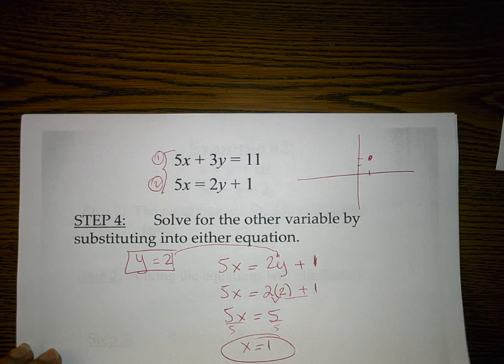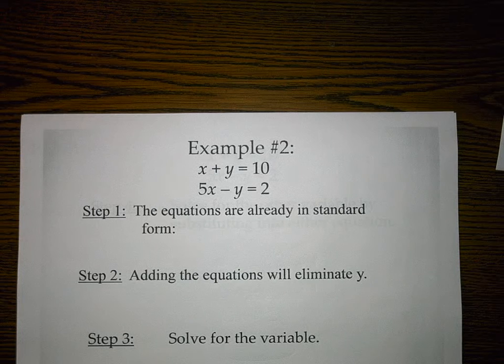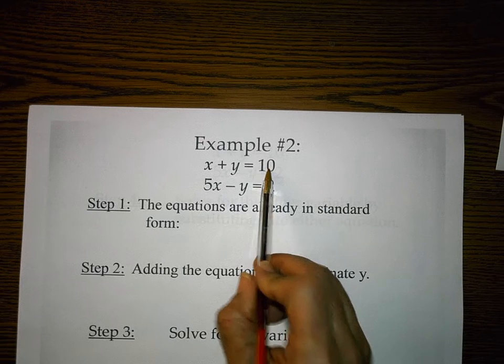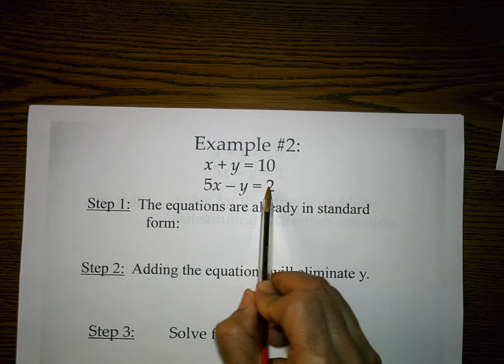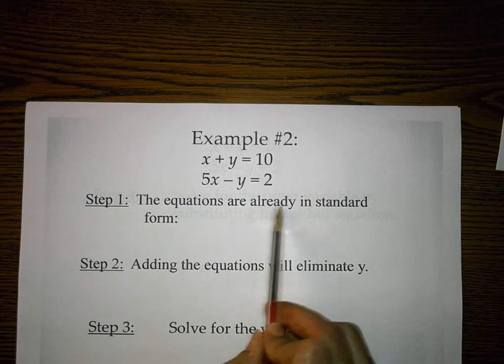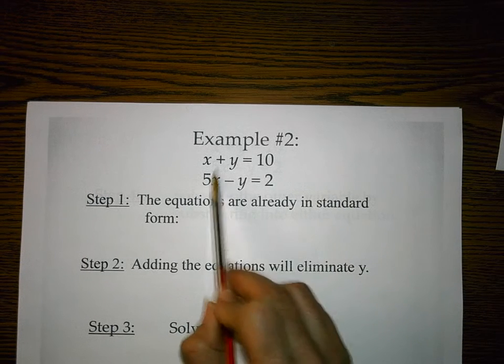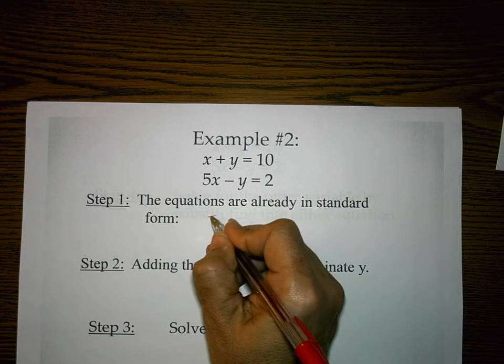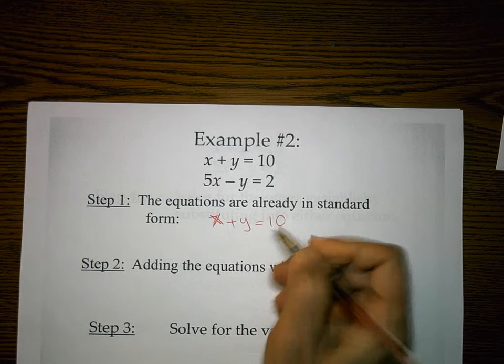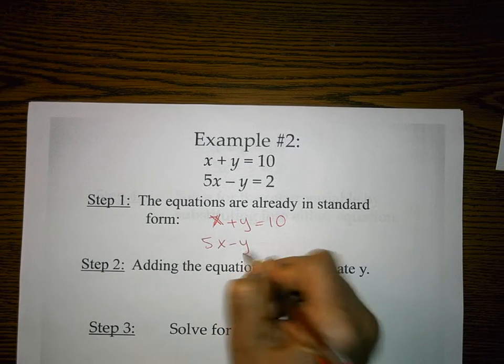Let's try one more time. I think I have one more example. Here we go. So example 2: x plus y equals 10, and 5x minus y equals 2. Step number 1. The equations are already in standard form. Nice. So it's just x plus y equals 10 and 5x minus y equals 2.